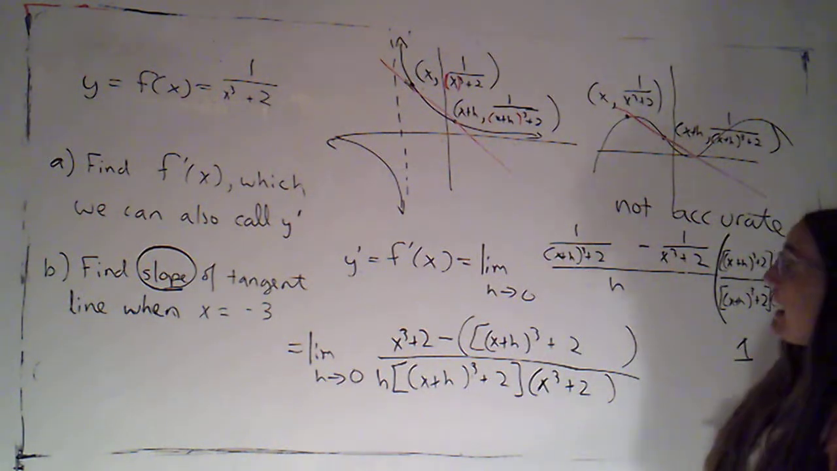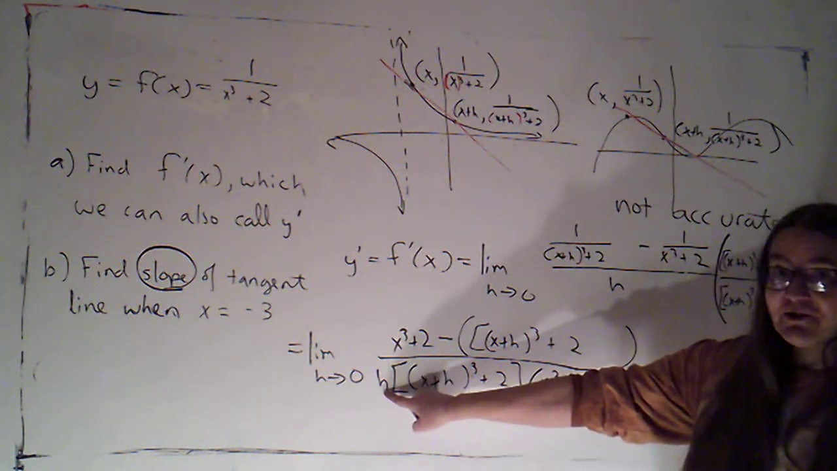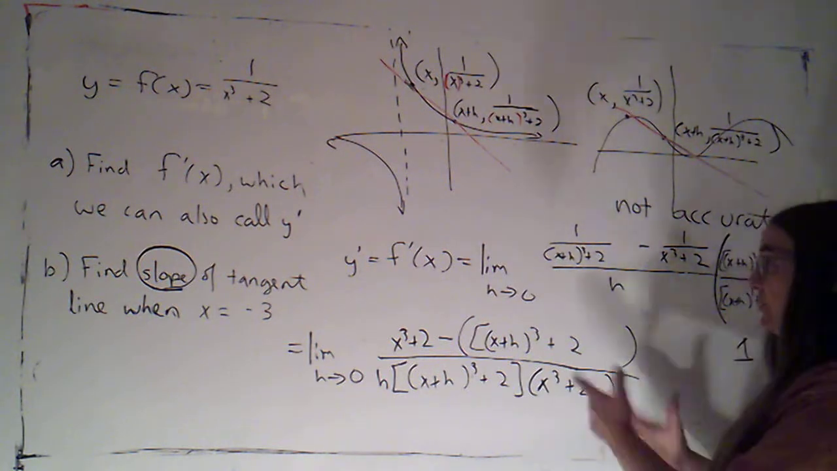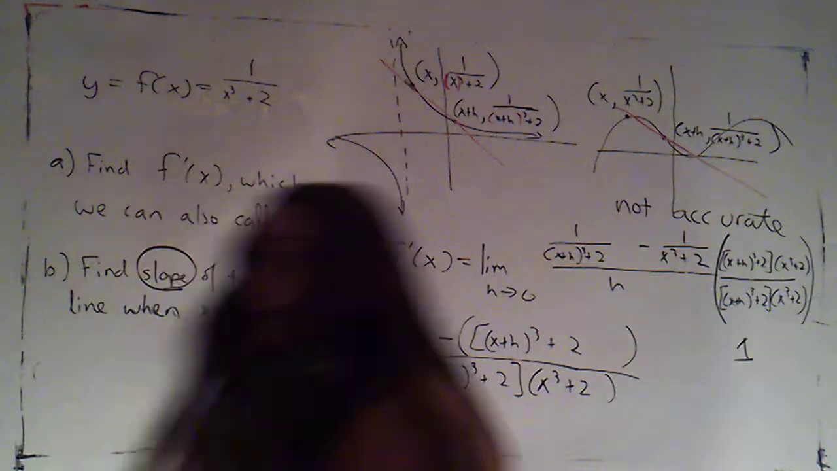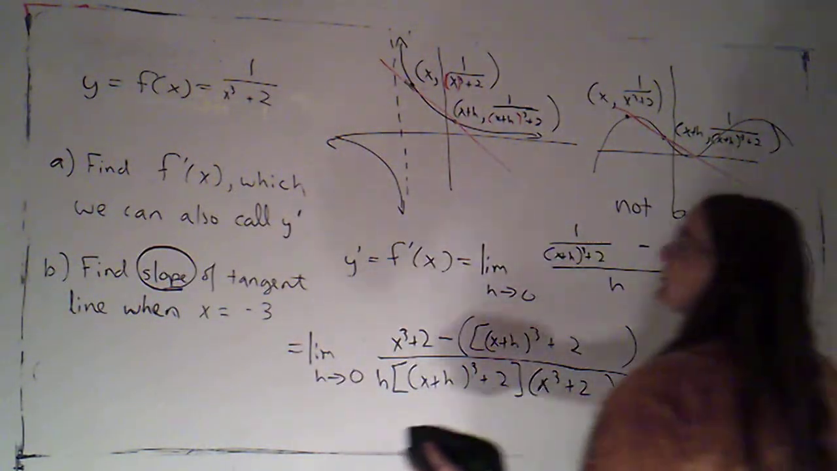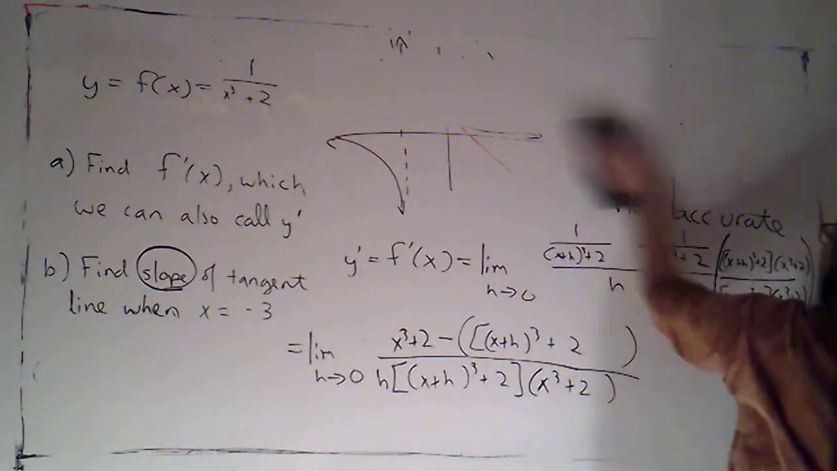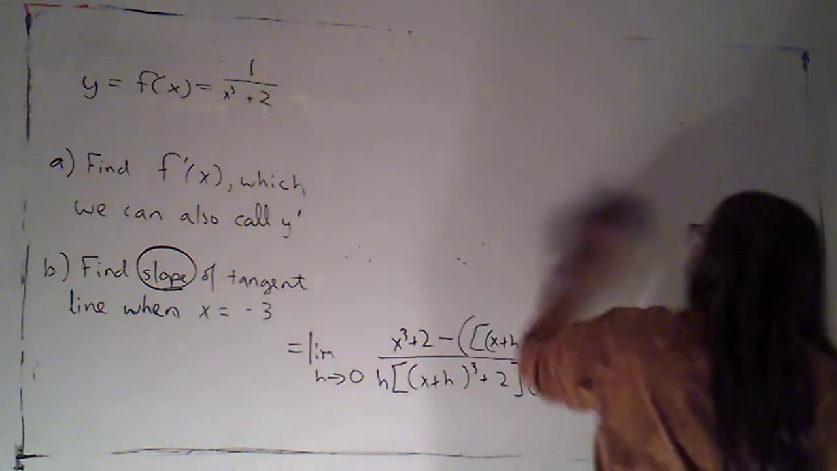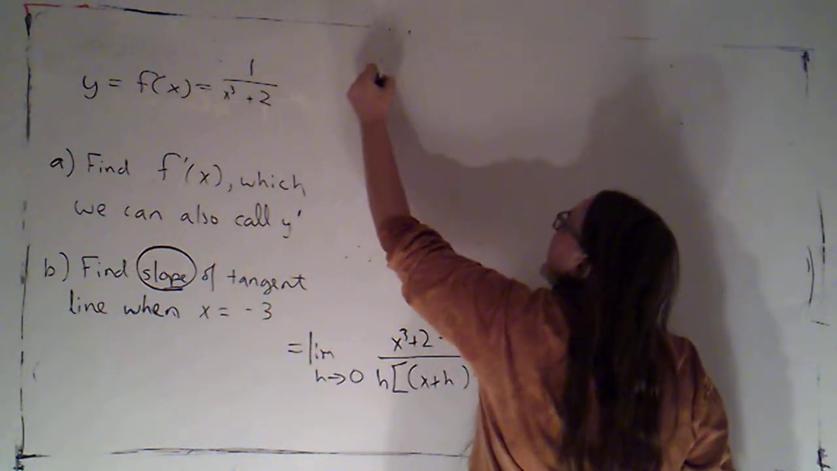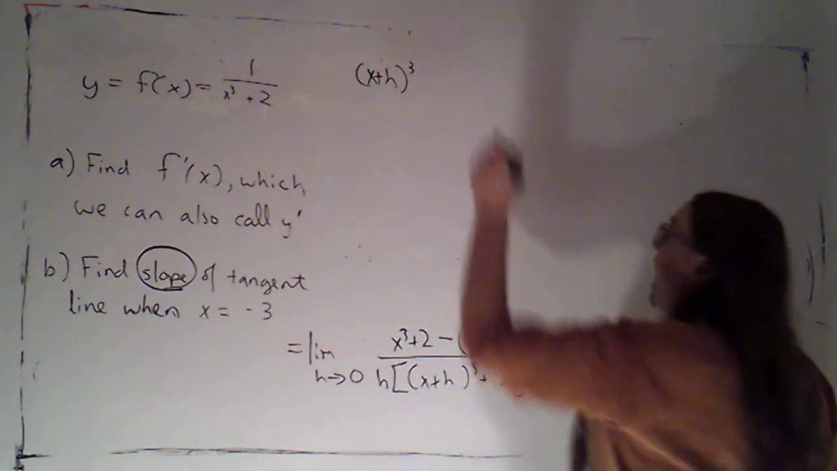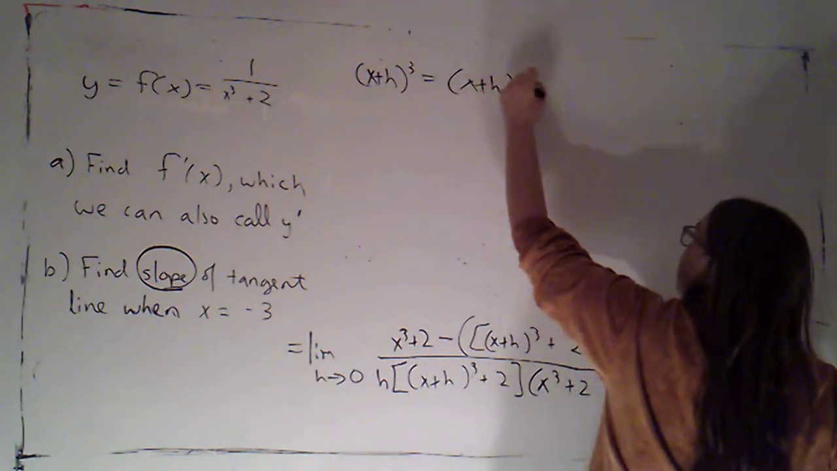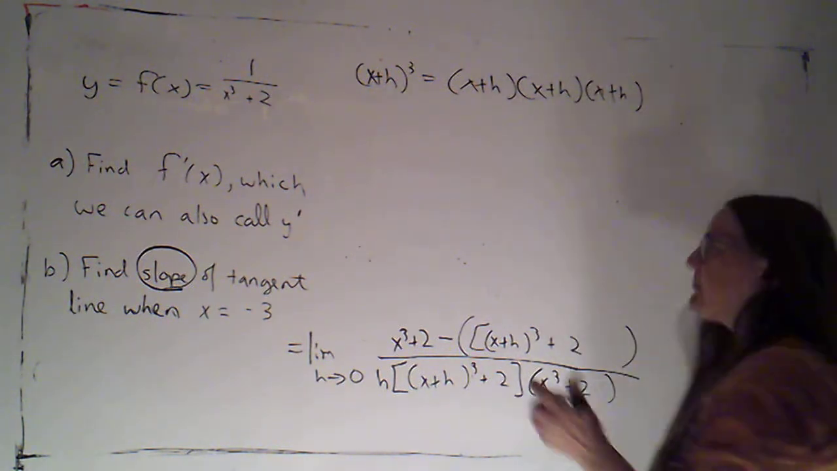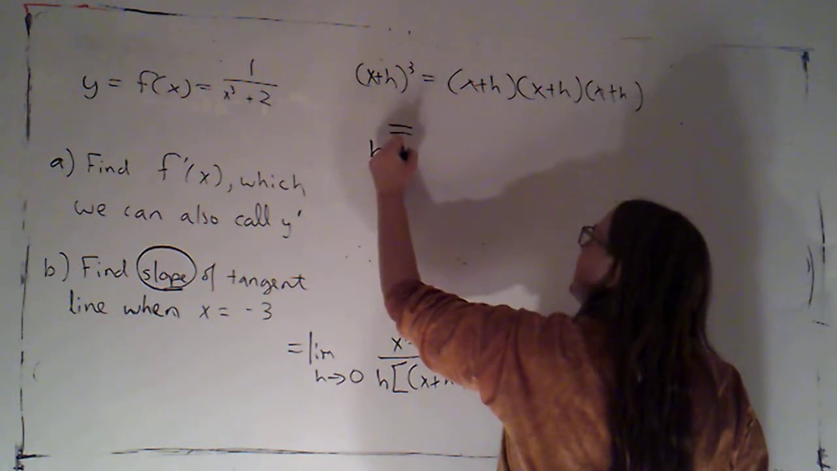Okay, now I'm hoping to be able to cancel that h on the bottom. So I'm going to need to work out what I have on the top in order to hopefully factor out an h. To do that, I'm going to need to know what (x plus h) cubed is. So let's do a little bit of side work here. (x plus h) cubed, I could just multiply that out. That's 3 factors of x plus h. But there's a nice shortcut, if I prefer, and that's to use the binomial theorem.